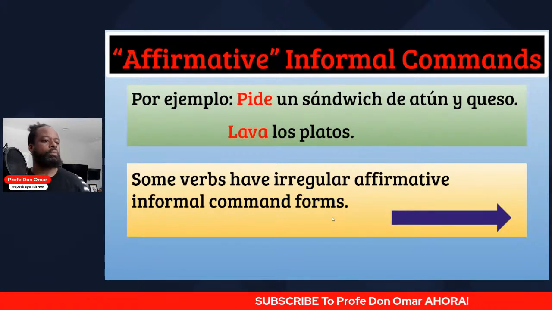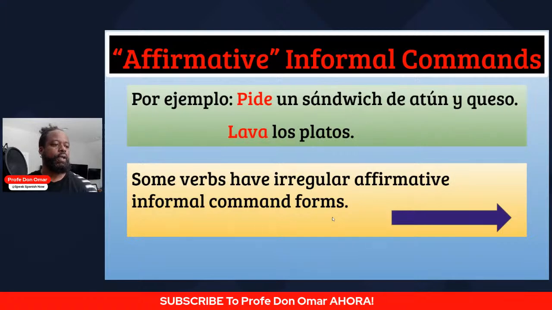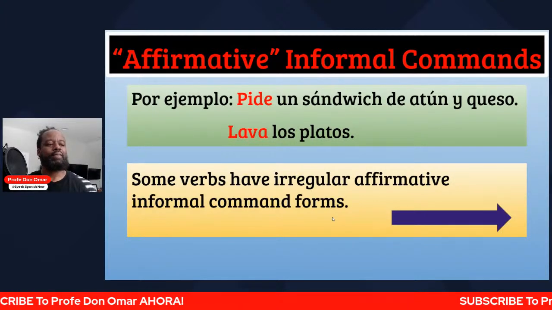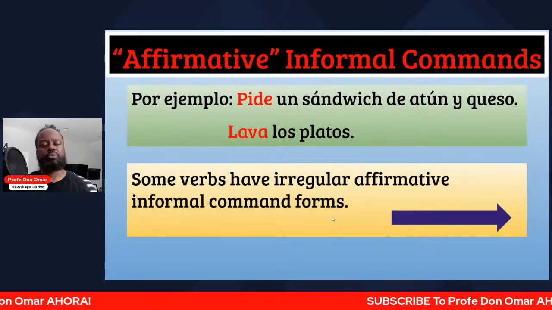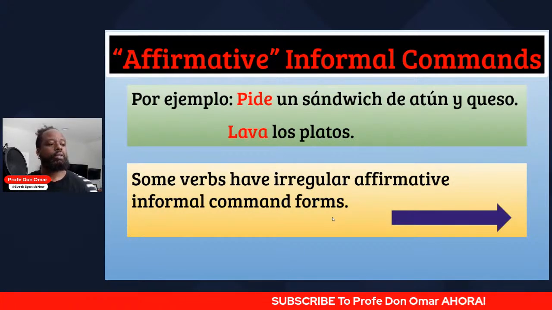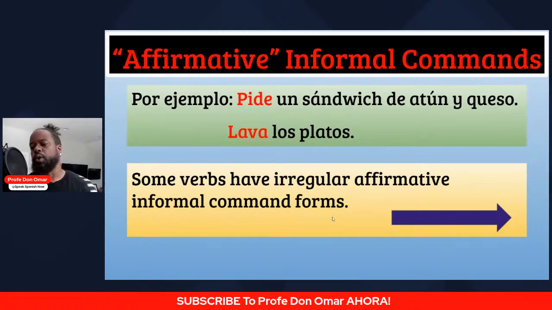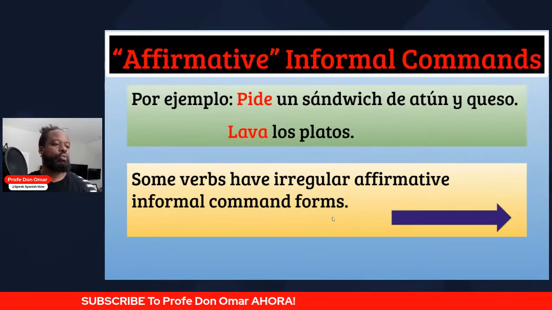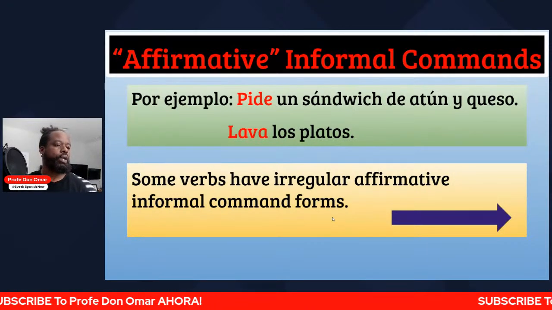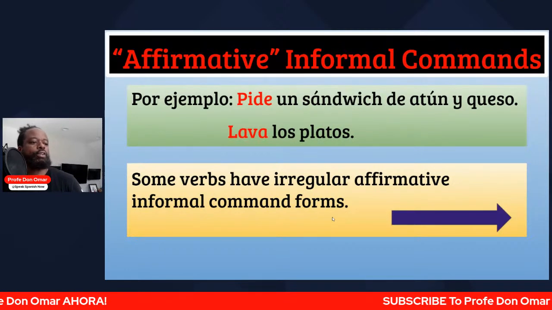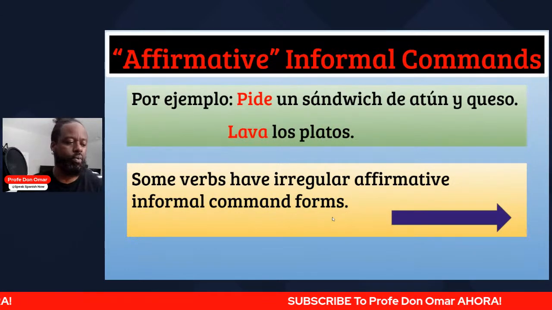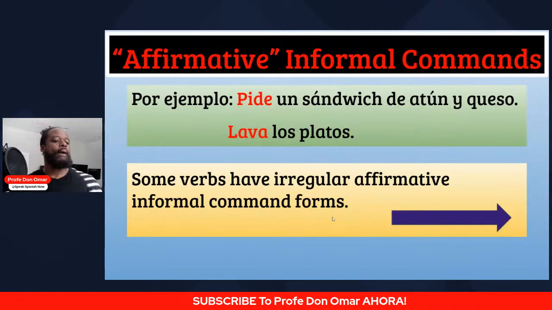La segunda cosa que tenemos aquí, o la segunda oración, lava los platos, right? Lava los platos. Lava viene del verbo lavar. It comes from the verb lavar, all right? And lavar significa to wash, right? So lava los platos, wash the dishes, okay? Wash the dishes. All right, so we're giving out commands to people that we know, right? And that we're familiar with, all right?